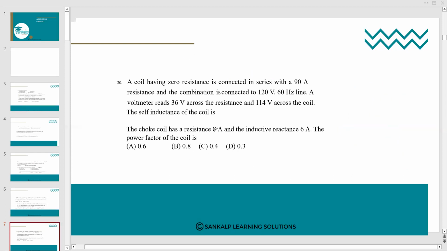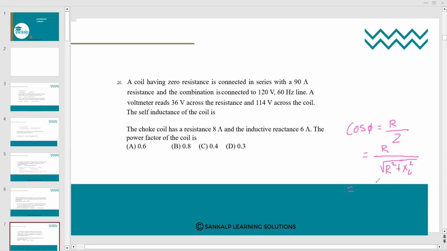The choke coil has a resistance of 8 ohm and the inductive reactance is 6 ohm. The power factor of the coil is asked. Therefore, power factor cos phi is equal to R divided by Z. So Z is nothing but the square root of R square plus XL square.